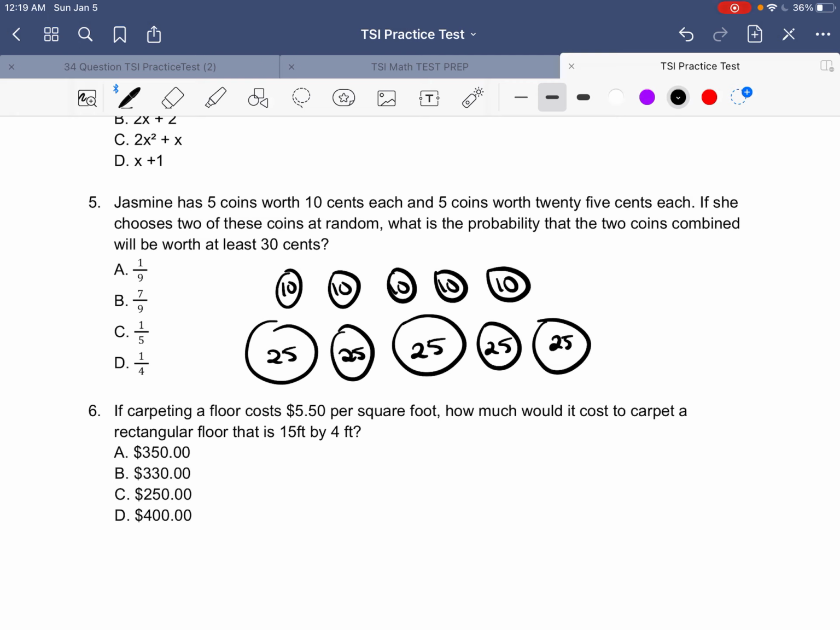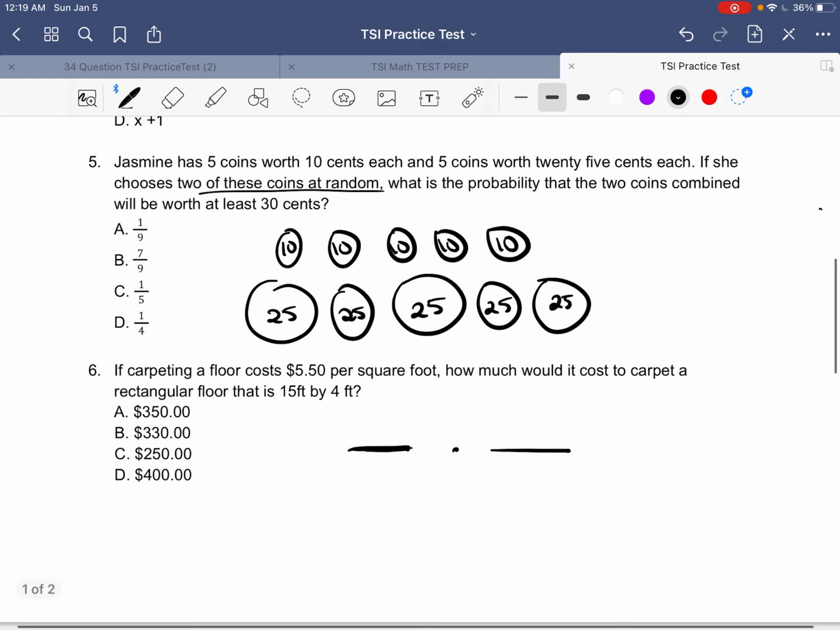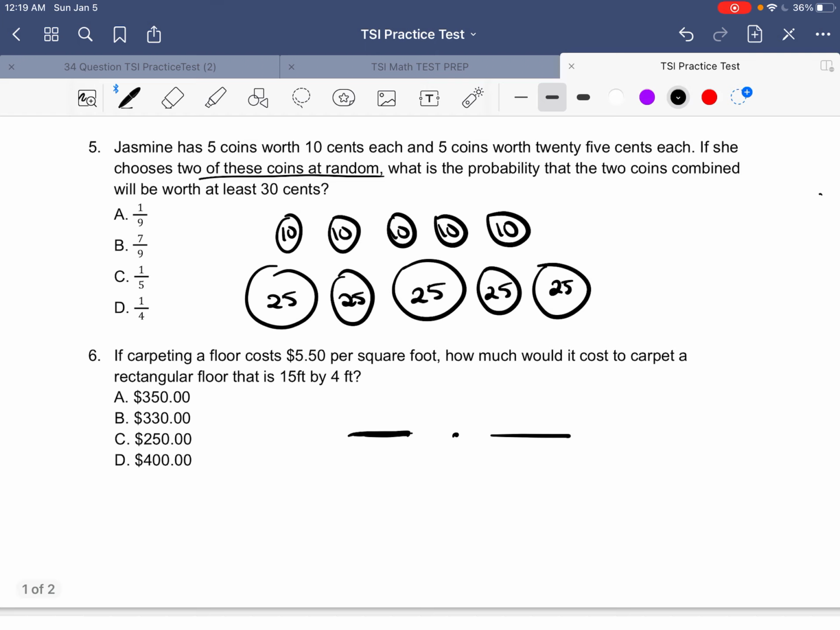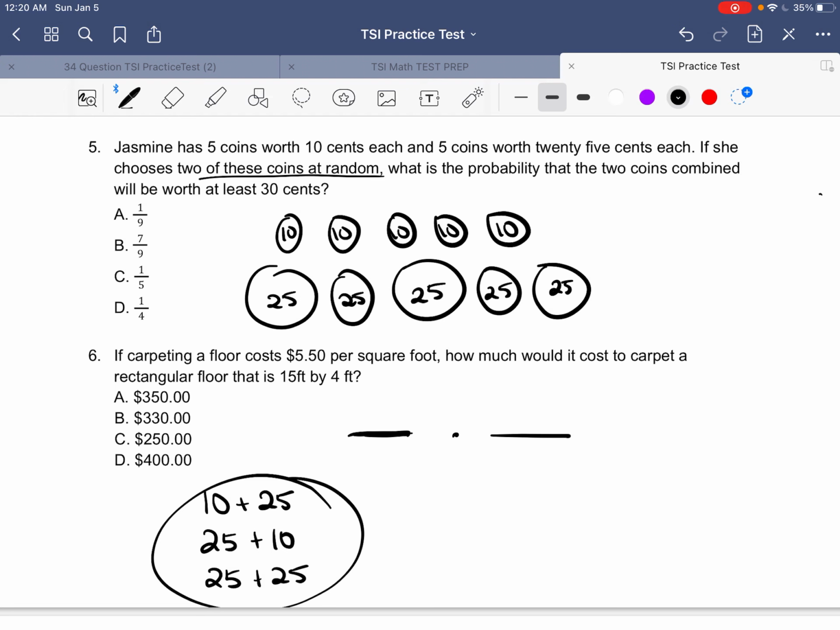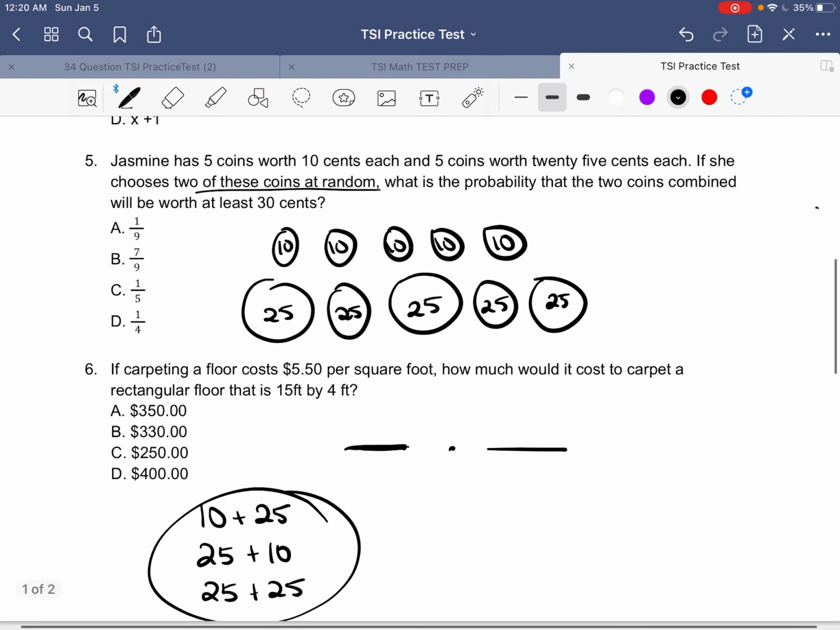So I'm going to pick 2 coins, so I'm going to have 2 fractions that represent my probability. And it says, what's the probability that the 2 coins combined will be worth at least 30 cents? So think to yourself, she's going to pick 1 coin and then she's going to pick another coin. What are the combinations of coins that would be worth at least 30 cents? She can pick a dime and then a quarter, or a quarter first and then a dime second, or a quarter and a quarter.